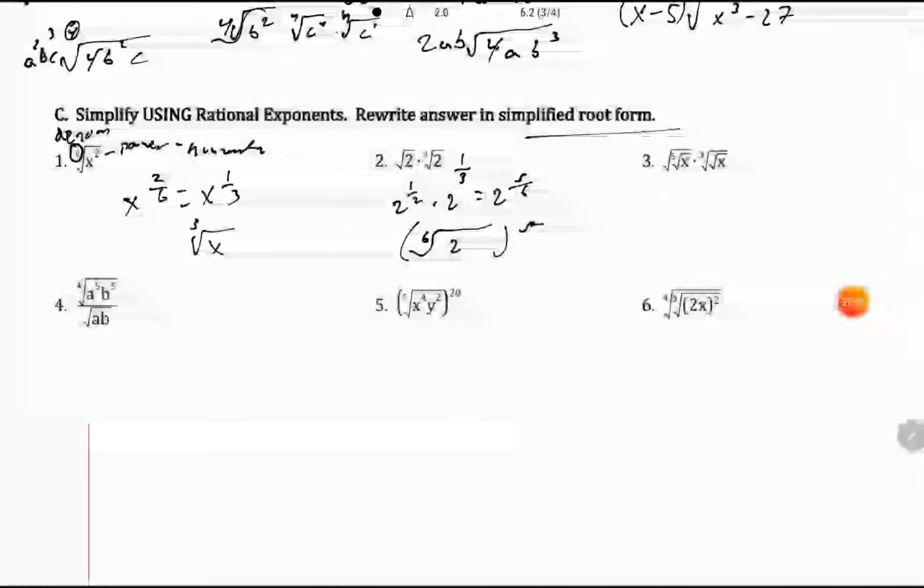This is the same thing as, okay. On the inside we have x to the 5th. And then on the outside we have the square root, which is 1/2. And then on this one we have x to the 1/2 inside, and then to the 1/3. So this is x to the 1/10 times x to the 1/6.